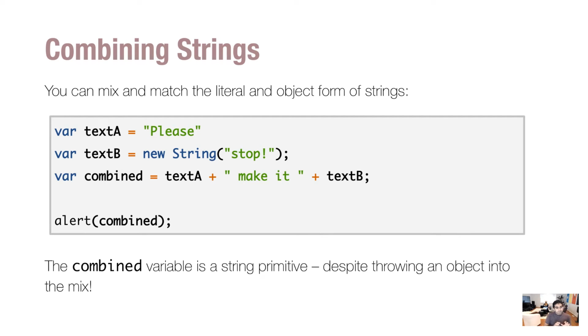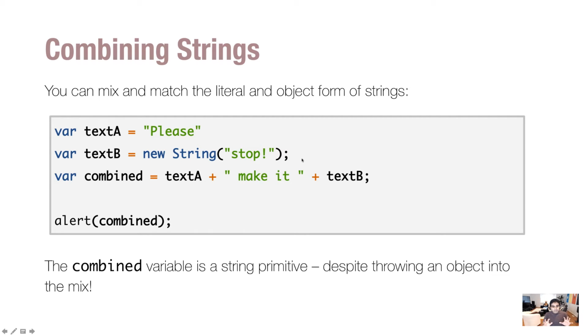All right, so the thing is also, and this is going to be pretty important to focus on a little bit, is that you can actually mix and match the literal and object form of strings. I know this kind of seems like I threw it in there out of the blue, but there's some method to my madness here. So I have text A and it just says please. And in text B, I'm declaring a string, and the string that I'm declaring is actually in the form of an object. I'm using a new string constructor and passing in the word stop into it. And then when I'm combining these values again, notice that I am combining text A plus some strings that I'm putting in there, which is make it, and then another plus character with text B, which indicates the string object.